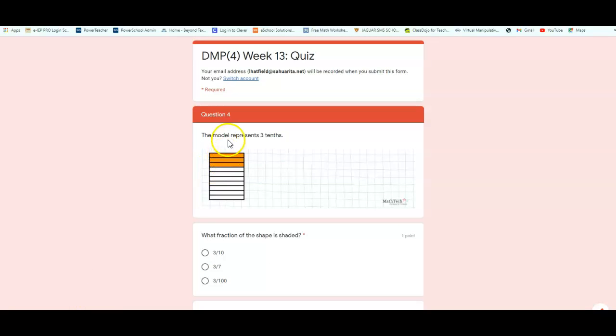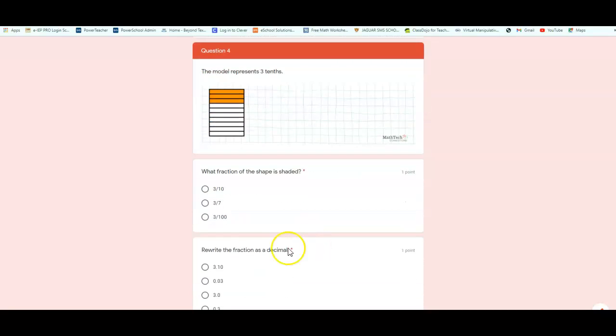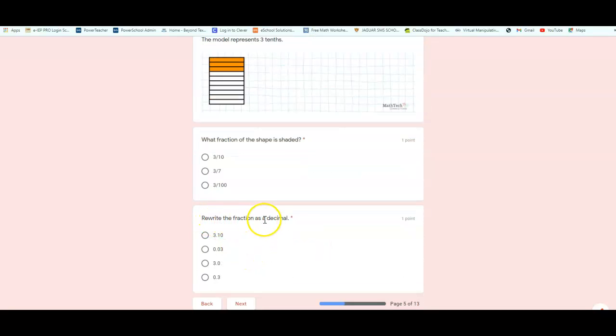Question 4. The model represents 3/10. What fraction of the shape is shaded? Rewrite the fraction as a decimal. Remember that this is smaller than 1. 3/10.